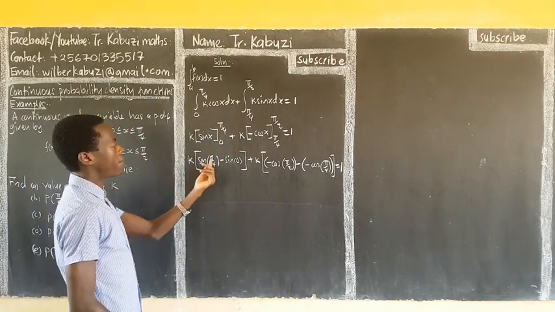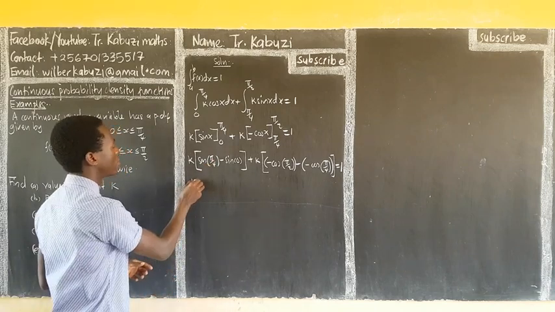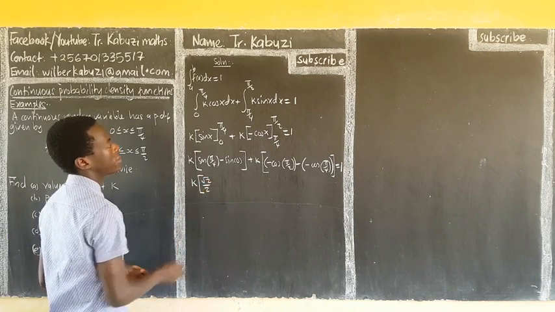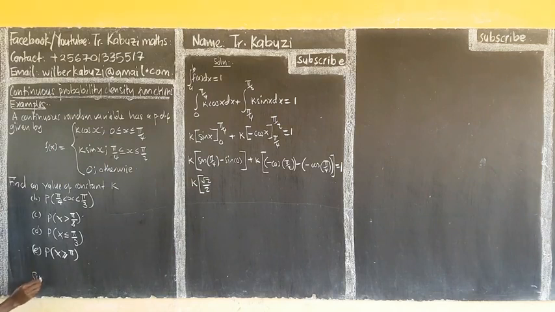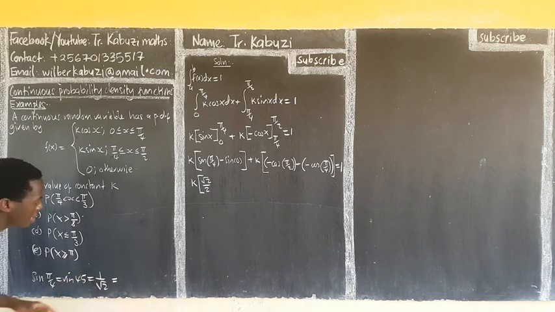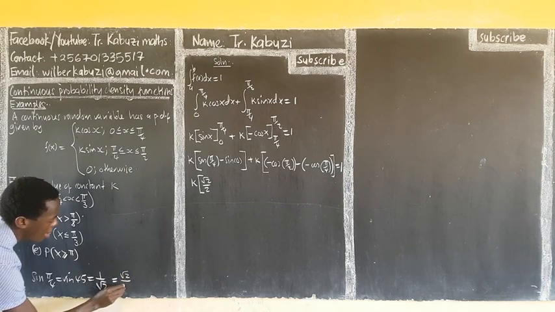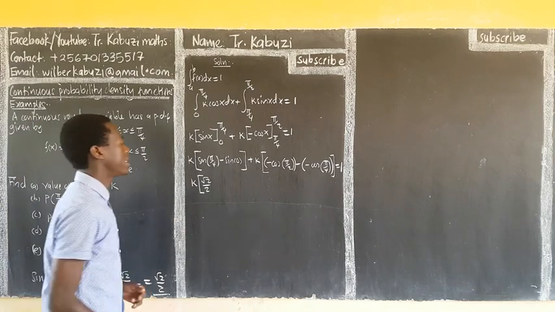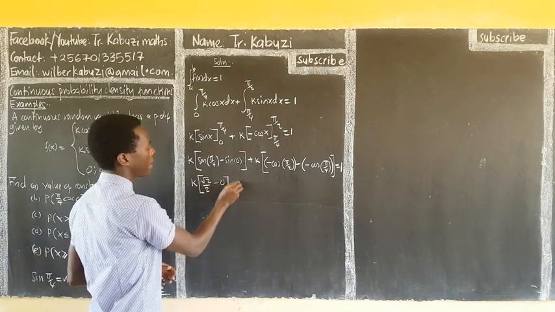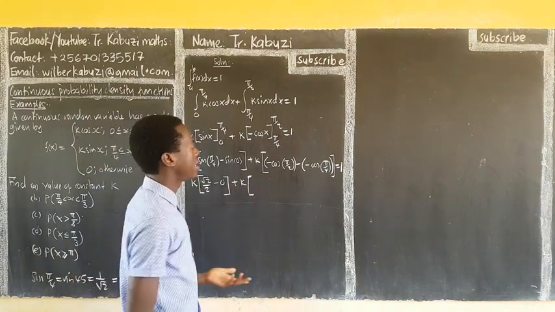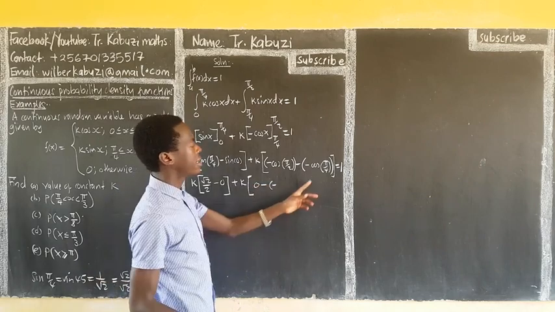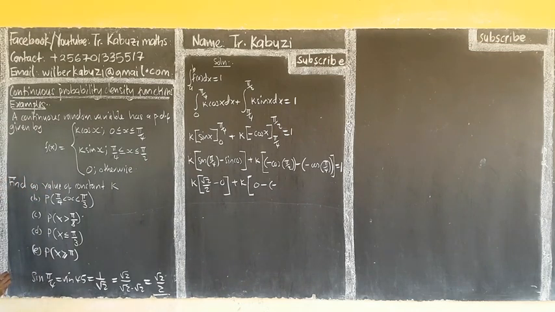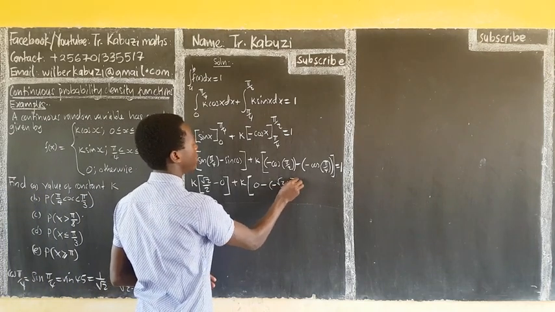Now when we simplify, we know that sine pi over 4 is root 2 over 2. Why? Because sine pi over 4 is the same as sine 45, which is 1 over root 2, and if you rationalize, we get root 2 over 2. And sine 0 is 0. Then plus k into cos of 90, which is 0. So we have 0, then minus cos 45, which is also root 2 over 2, equaling 1.